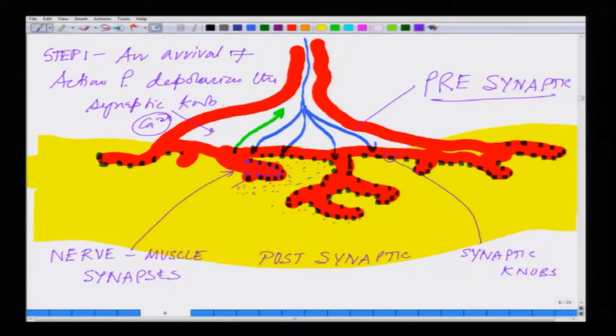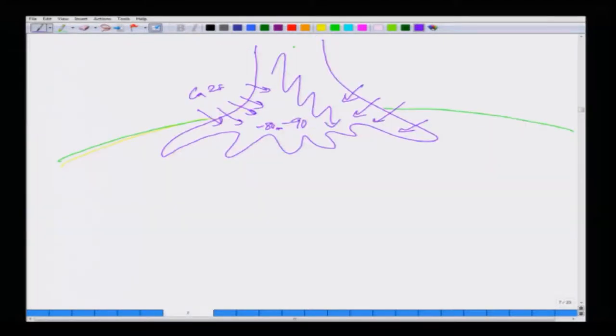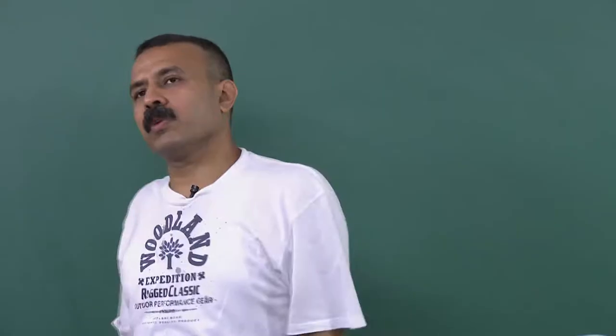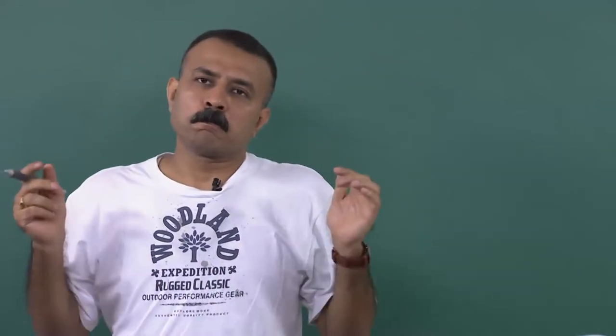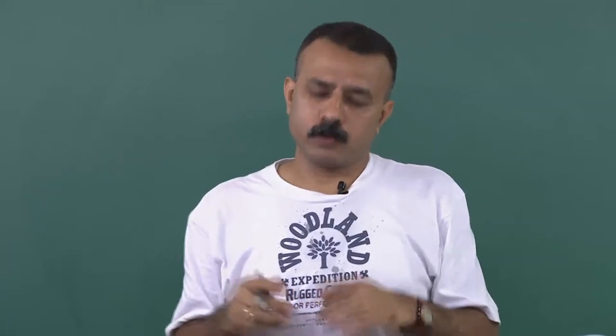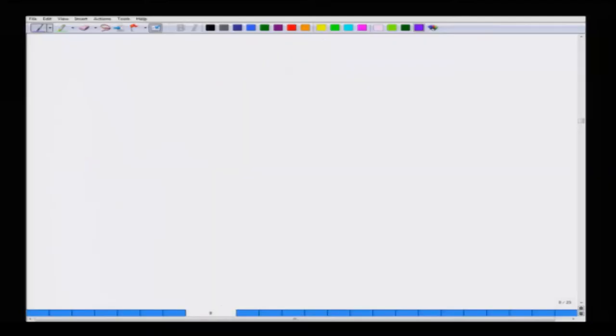This acetylcholine immediately goes and binds to the postsynaptic membrane. On the postsynaptic membrane, there are receptors for acetylcholine and they bind on top of them. As soon as they bind on top of these postsynaptic membranes, this opens up a series of cation channels. So, what is happening? Visualize this slide.